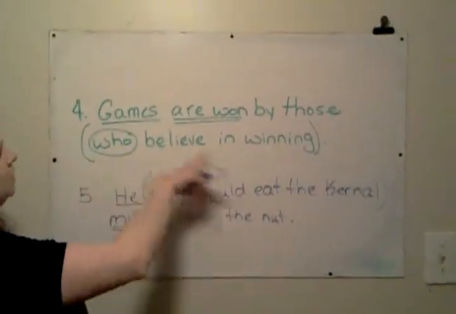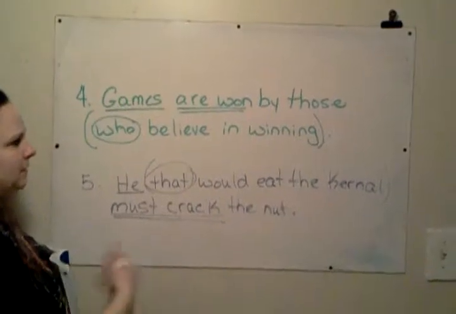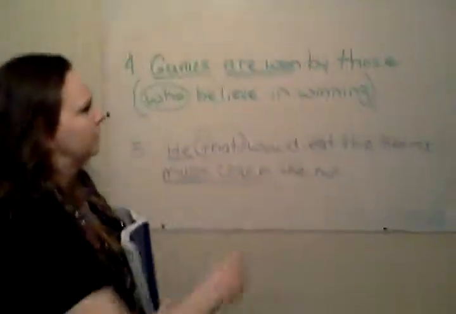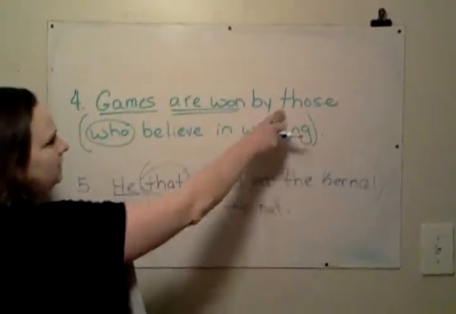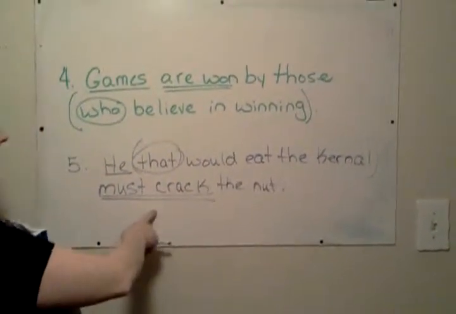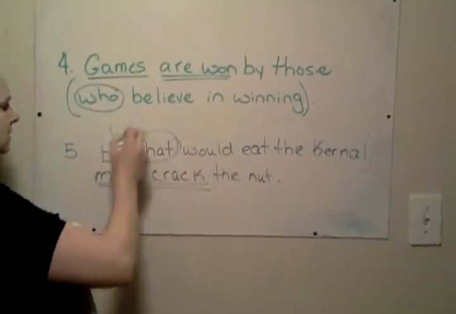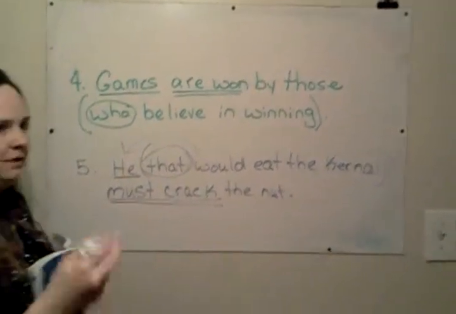So in this sentence, who believe in winning is an adjective clause because it's modifying the word those. It is those who believe in winning. And in this one, that would eat the kernel is modifying he. It's which he, the he that would eat the kernel.